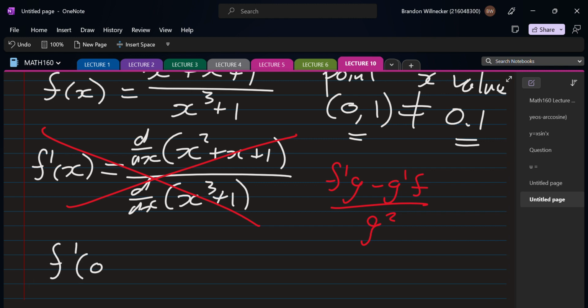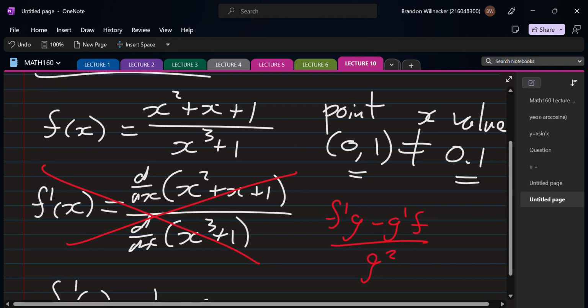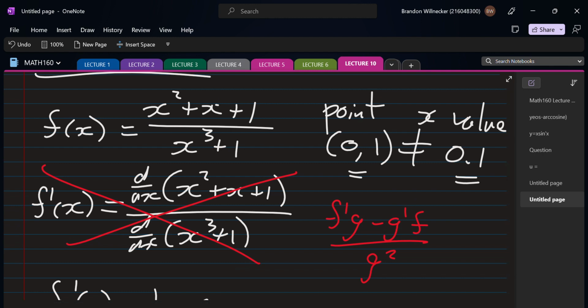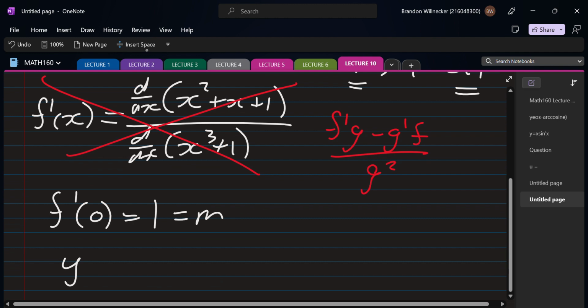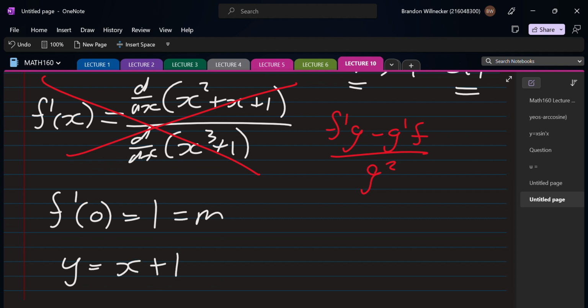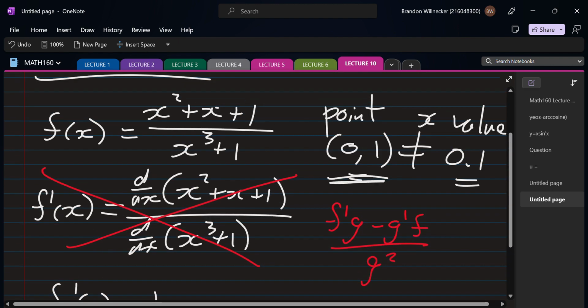So we'll see f prime at 0 is 1. Okay, so the gradient is 1. You could also write this as m equals 1. That's fine as well. And here the point is 0, 1, so we already know the y value is 1. So we can write this as y equals x plus 1. Okay, so you don't have to do any extra working. That was given from here.